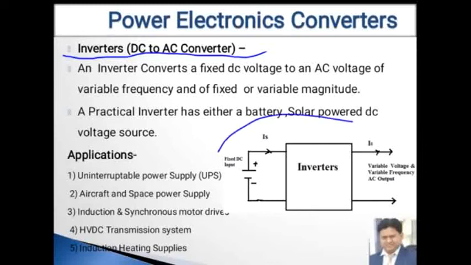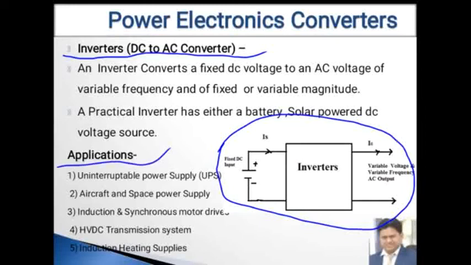Now this is the block diagram. You can observe that on the input side there is the fixed DC input voltage, and on the output side we can get the variable voltage and variable frequency AC output. So this is the function of inverters. Now we can see the applications of the inverter.